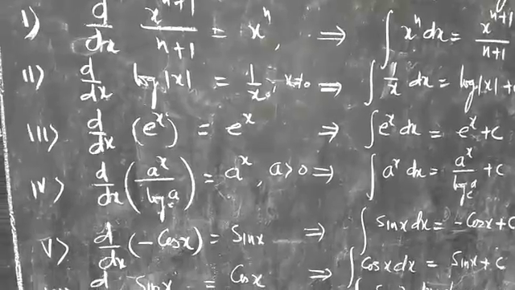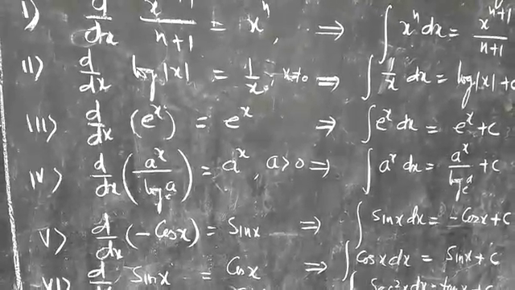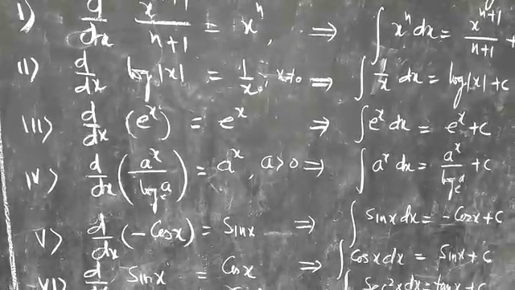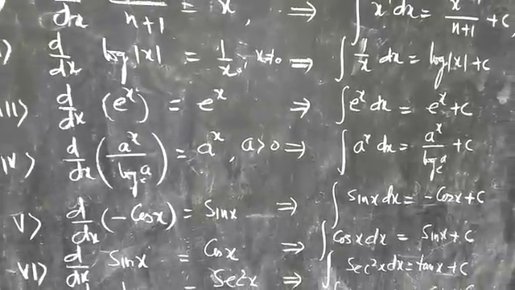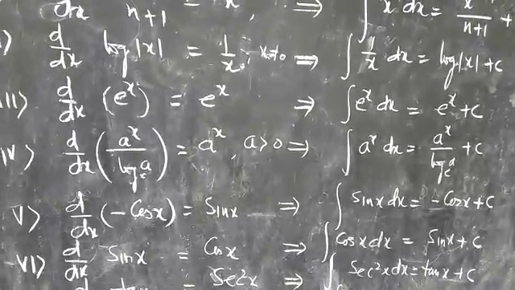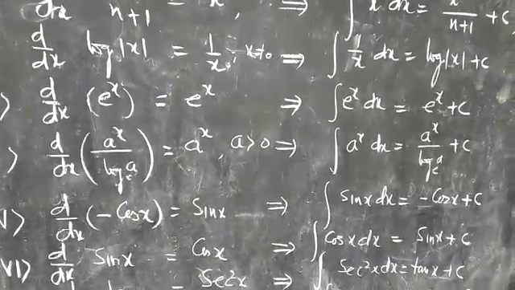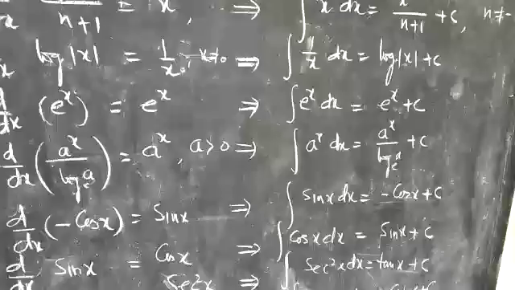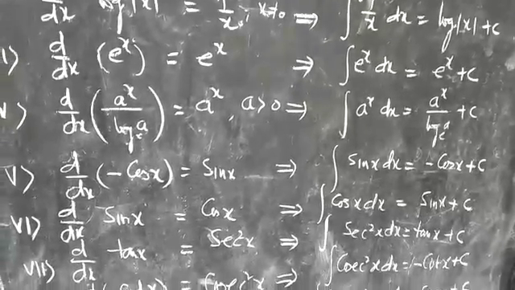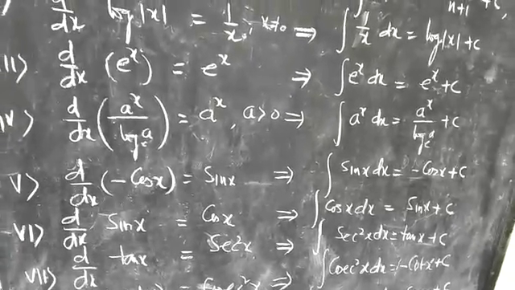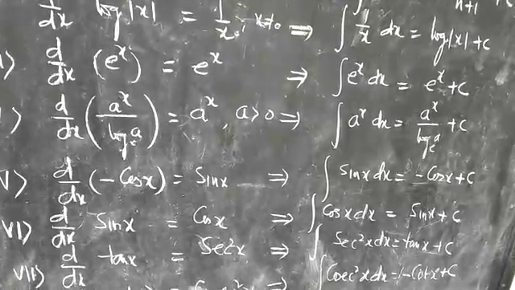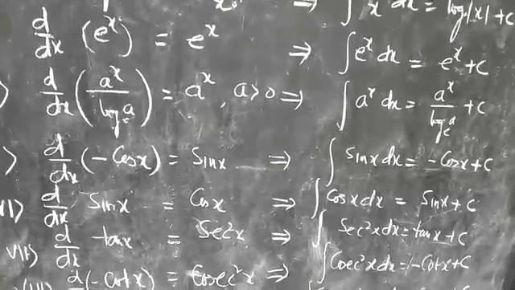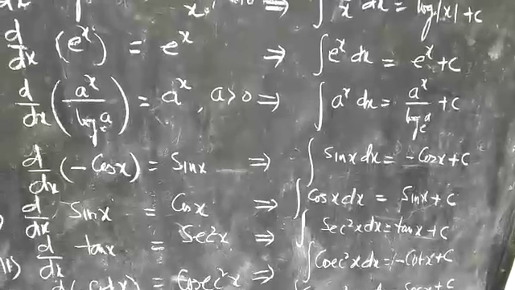Next, d upon dx of a to the power x upon log a base e is equal to a to the power x, where a is greater than 0. So it implies the integration of a to the power x dx is equal to a to the power x upon log a base e plus c. Again d upon dx of minus cos x is equal to sin x. Then it implies that integration of sin x is equal to minus cos x plus c.